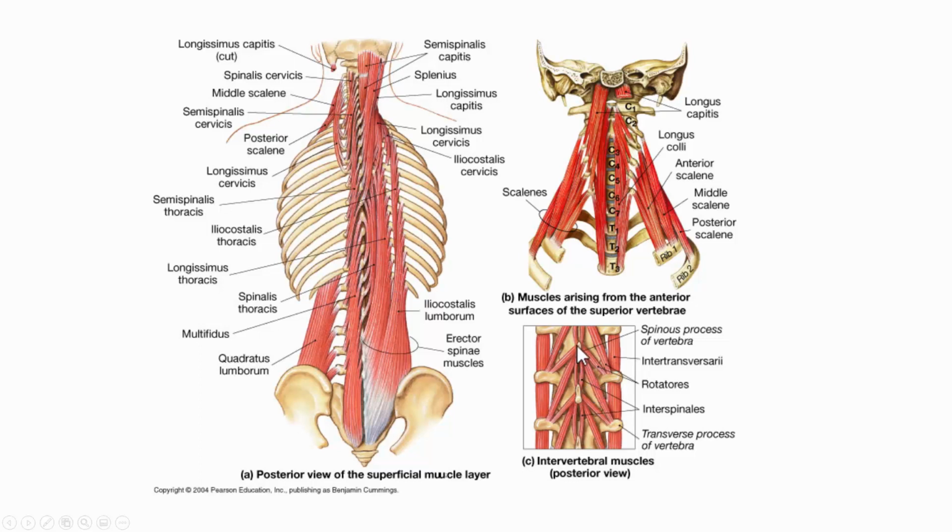And so this is the spinous process. Here's the transverse processes. And you can see these vertebrae are stacked up on each other. Now the muscles that are in between the spinous processes are going to be called the interspinalis. Okay, interspinalis. These muscles that attach from spinous process to transverse process, well, when they contract, they're going to cause the vertebrae to rotate. So these are the rotatories.